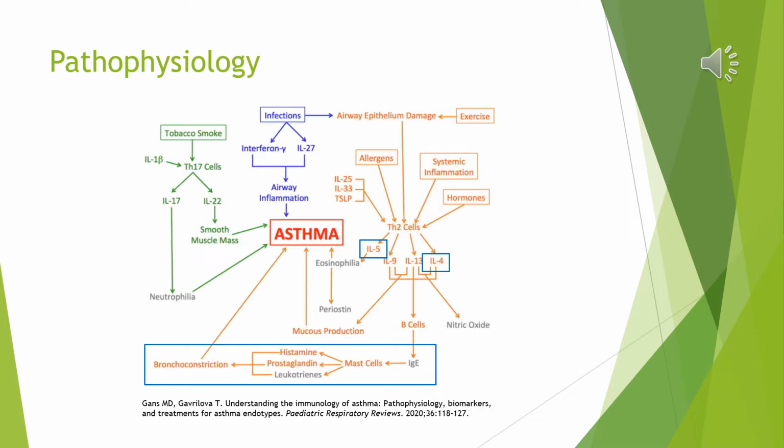This figure demonstrates the complexity of the various factors that can cause asthma. As you can see, our common triggers like tobacco smoke, infection, exercise, and allergens are all listed here. But I want to draw your attention to the blue boxes because these are the key drug targets that our medications for asthma utilize to reduce the bronchoconstriction and relieve our patient's symptoms.